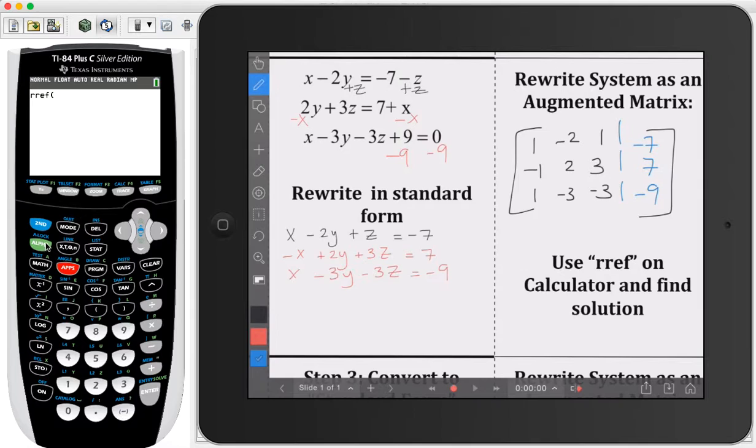Now you need to calculate the REF of the matrix A, so second matrix. Enter 1, then press enter. Now as you can see, you have zeros and 1 everywhere except the third column. So x is negative 3, y is 2, and z is 0. And that's your solution.